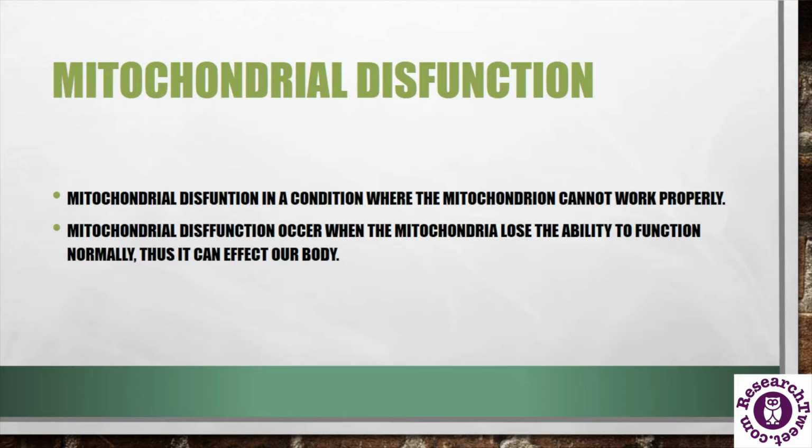So basically, when the mitochondria cannot work properly due to some reasons, this condition is called mitochondrial dysfunctioning. It is a condition where the mitochondrion cannot work properly, and when the mitochondria are not working well, they often cause parts of the body to show signs of poor functioning. Mitochondrial dysfunctioning occurs when the mitochondria lose the ability to function normally, and thus it can affect our body functioning and show some signs. It can also cause several diseases in the particular organism.